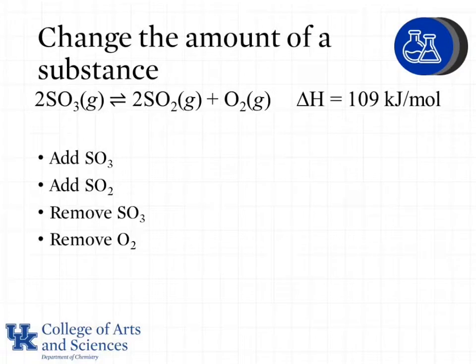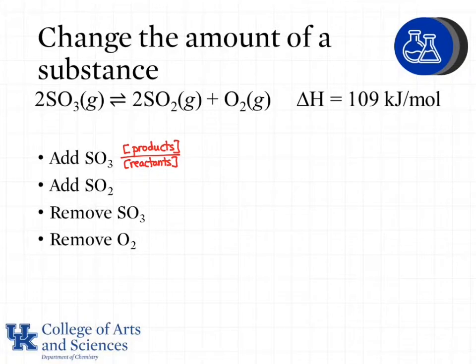Let's look at an example where we're changing the amount of a substance. We have a balanced chemical equation, and we also have the enthalpy. We won't use that when we're looking at the amount of reactants, but that will become important when we look at changes in temperature. Let's look at adding SO3, which is a reactant on the left side of the equation. First, we need to think about the equilibrium constant expression, which tells us about the concentration of the products over the concentration of the reactants.